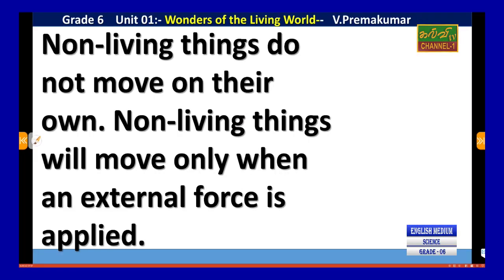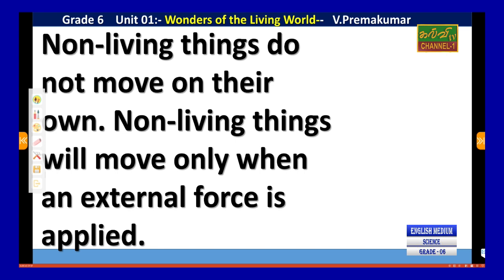Non-living things don't move on their own. Non-living things will move only when an external force is applied. Yes, non-living things don't move on their own. Why do they mention "own" there?